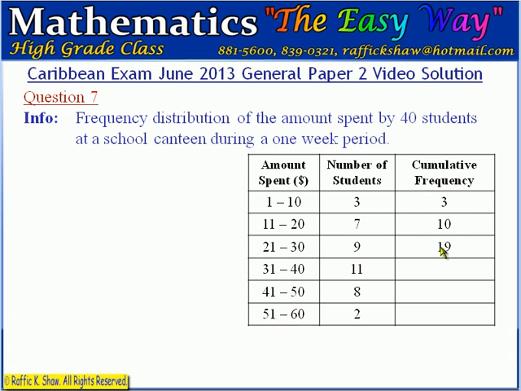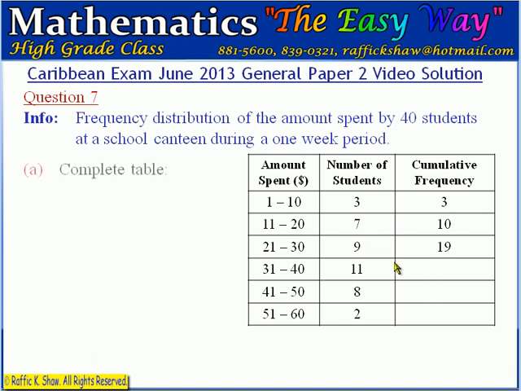And here we have the cumulative frequency column started. Cumulative frequency shows how many students spent less than a particular amount. And so, for example, the number of students that spent less than $30.5, or less than or equal to $30, is 19. All the students down here, the 3 plus 7 plus 9.